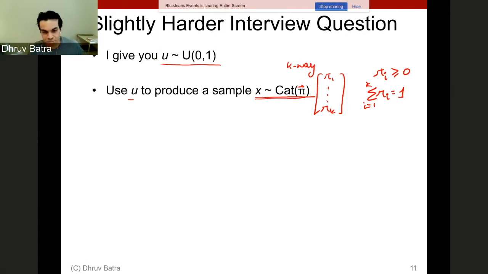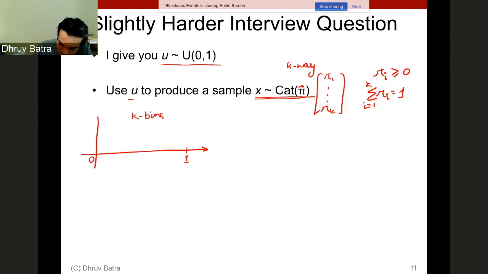And you can again write pseudocode if you want, or describe it in words in the chat. The intuition is exactly as said. It's a generalization of the previous idea. You take the 0 to 1 interval and you break it up into k bins or subintervals, and they will have lengths equal to pi_1, pi_2, till pi_k, and so these are the subintervals.